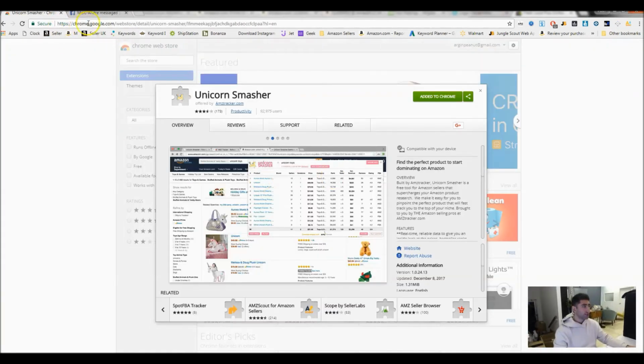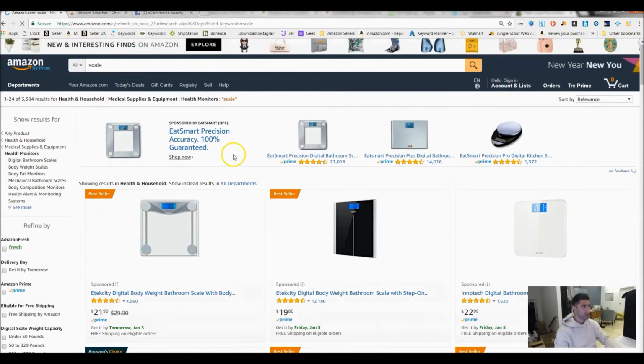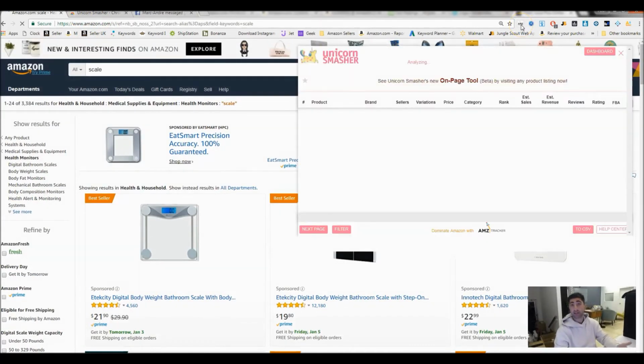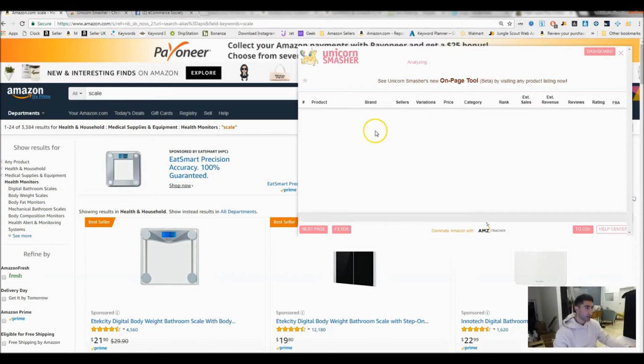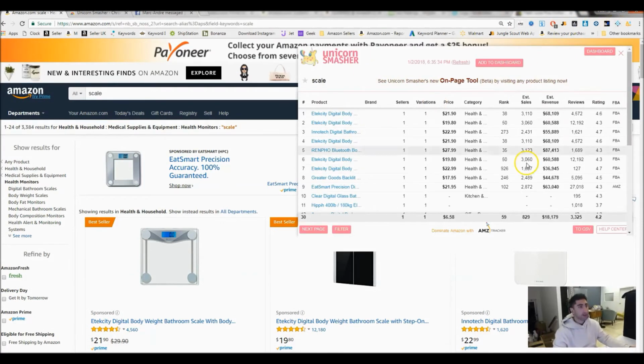Next up, Unicorn Smasher, which I don't want to close this tab just so I could show you what Unicorn Smasher does. This is free. It's almost a replacement for Jungle Scout, even though I have both and a couple others. But what it does is just gives you, based on the rank, the estimated sales and the estimated revenue per month on that specific product. So this is going to make your product research a little easier.